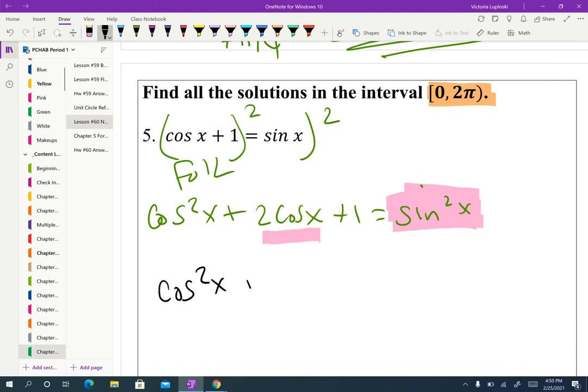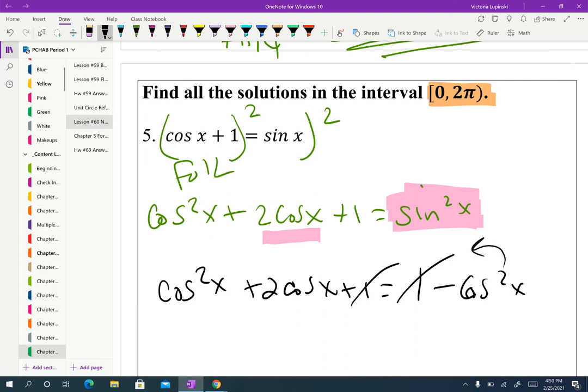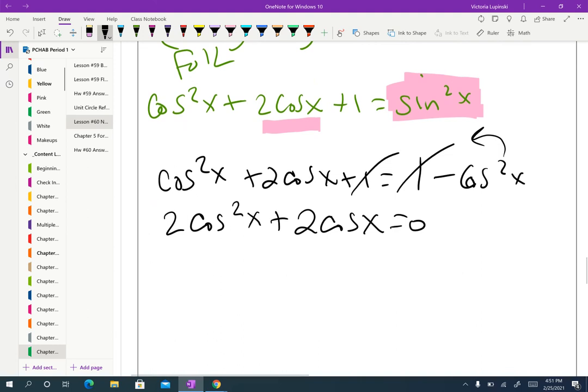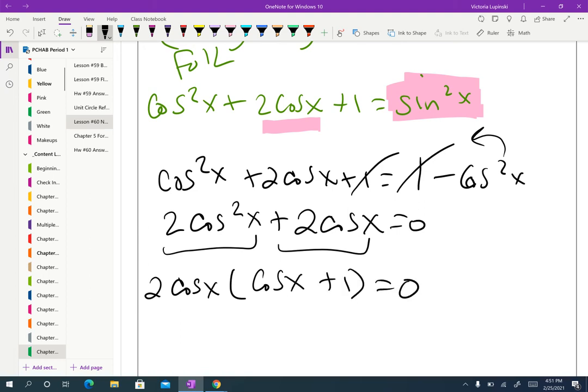So cosine squared plus 2 cosine plus 1 equals 1 minus cosine squared. Notice that the ones are going to cancel, and then I'm going to move this cosine squared to the other side. So that's going to give me 2 cosine squared plus 2 cosine equals 0. I'm going to factor out the greatest common factor from each of these terms, which would be a 2 cosine. That is going to leave me with a cosine of x plus 1 equals 0.